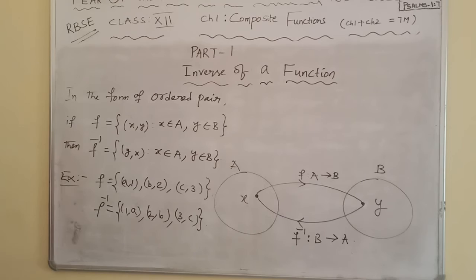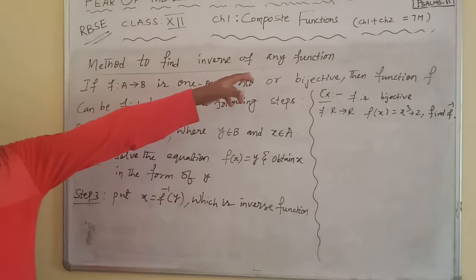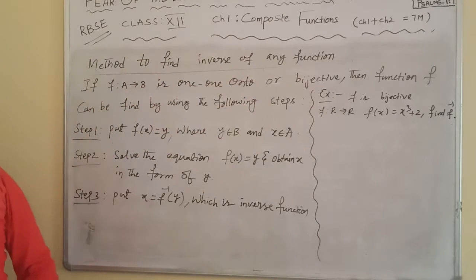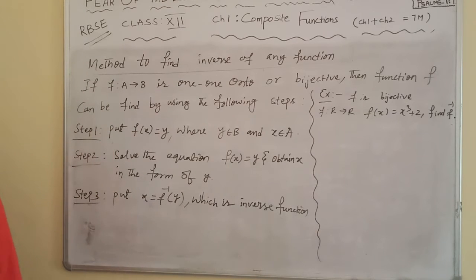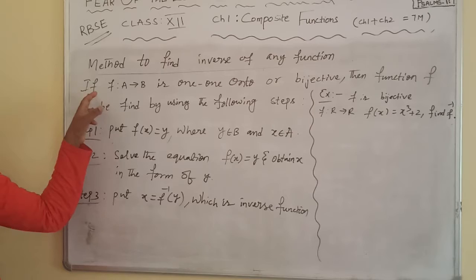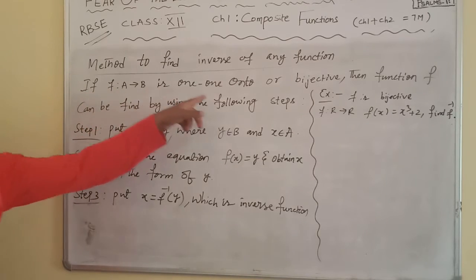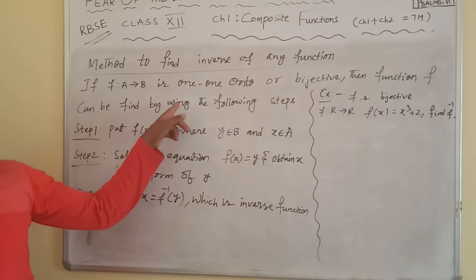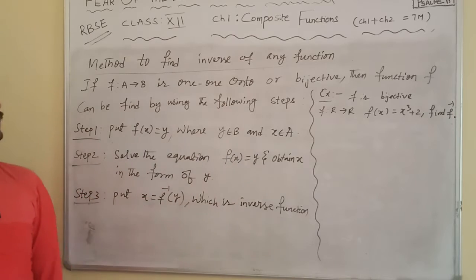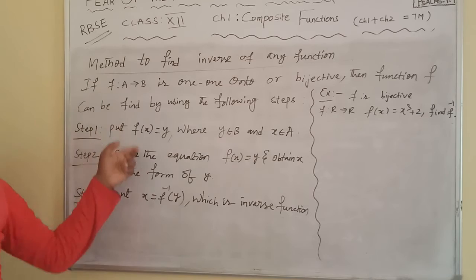So let's move on to the next topic. Now we have a method to find the inverse of any function. Whichever the function it is, this is the method for how to find an inverse function. Now here you must remember this important point. If f maps A to B is 1 to 1 and onto, or bijective, then the inverse function can be found by using the following steps. Only if it is 1 to 1 and onto do we have to apply these steps.